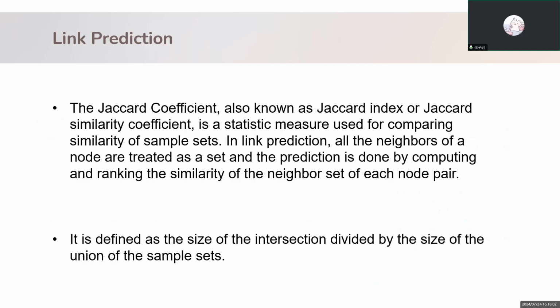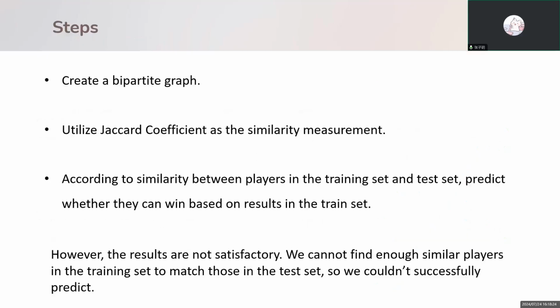Then we choose the Jaccard coefficient as the similarity measurement. It is defined as the size of the intersection divided by the size of the union of the sample sets. The prediction is done by computing and ranking the similarity of the neighbor set of each node pair in link prediction. Finally, we make predictions according to similarity between players in the training set and the test set.